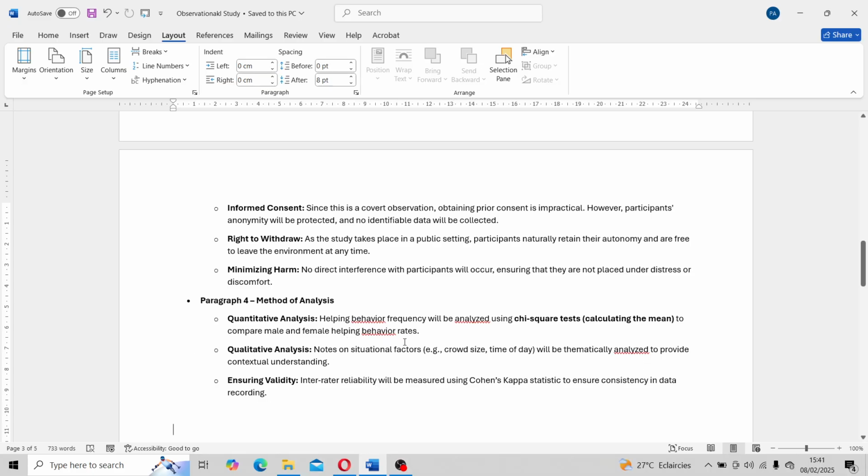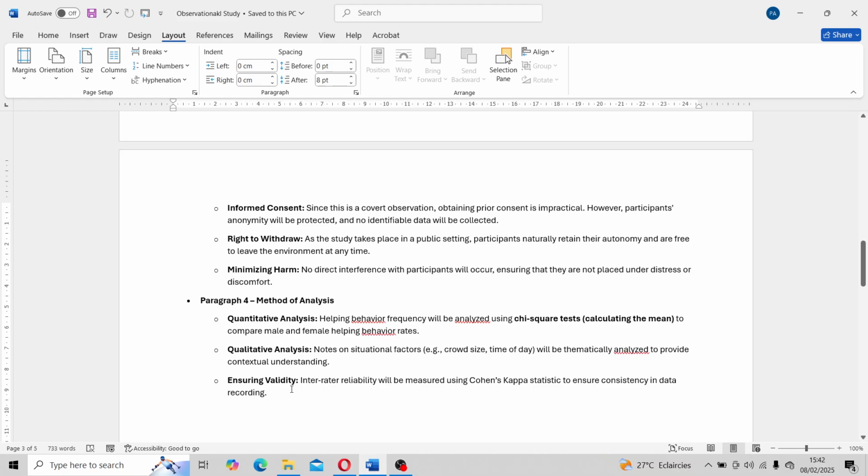Now, qualitative analysis. You can note other situational factors that can be responsible, and then you thematically analyze them by coding them too. Please, if you're using qualitative data, talk about thematic analysis. Very important.